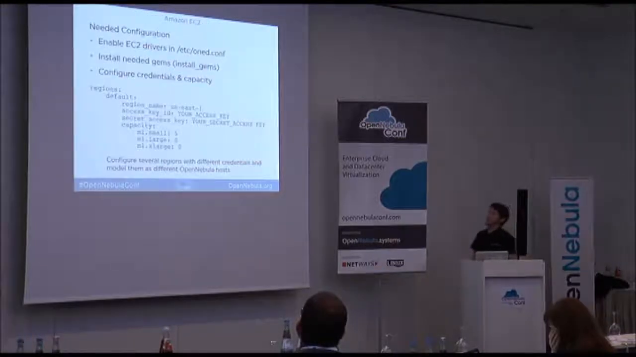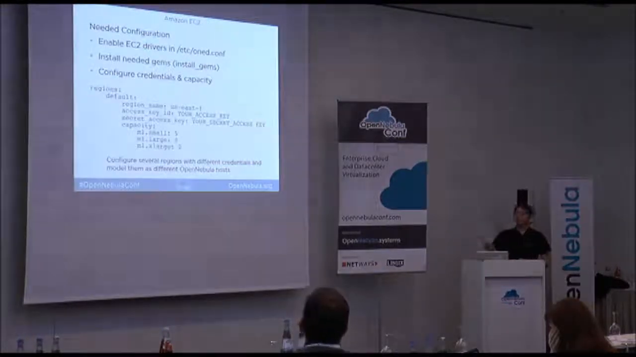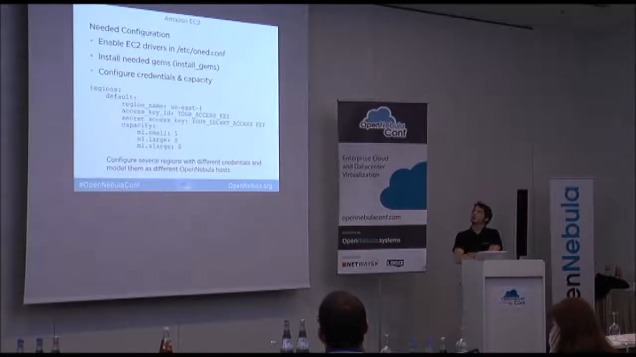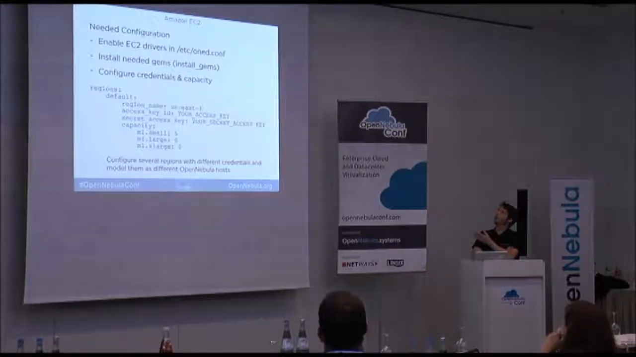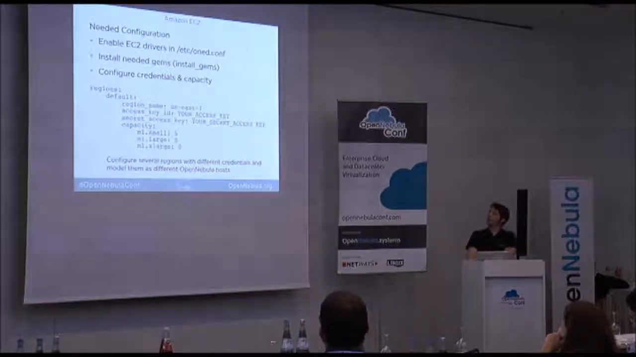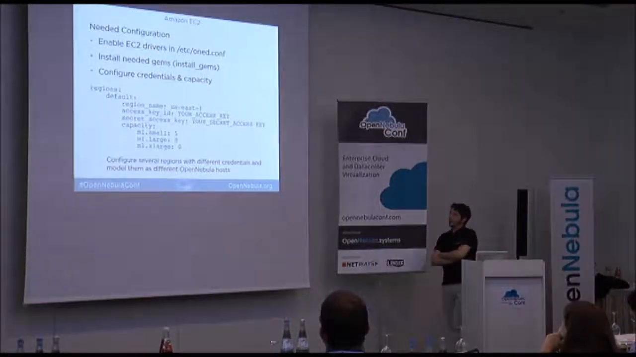Okay, so now, one at a time, we're going to run through all three supported public clouds. For instance, in Amazon EC2, first you have to enable the EC2 drivers in oned.conf. You have to install the needed gems. You can use the install gems script that is in /usr/share/one. This is a Ruby script that will install the needed gems for Amazon, SoftLayer or Azure. And then, importantly, you configure the credentials.